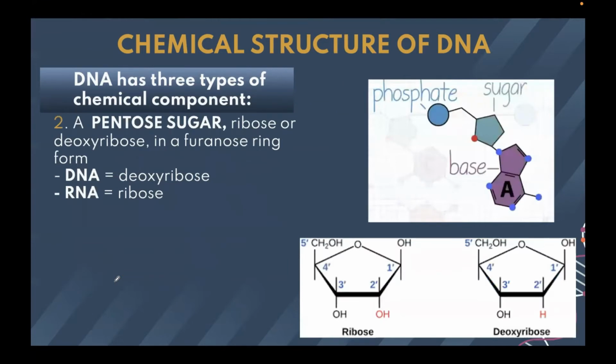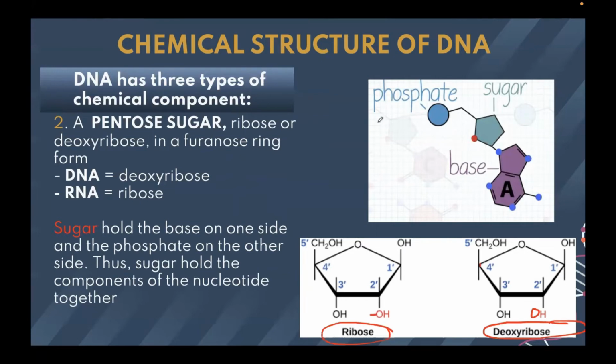Next component is your pentose sugar, ribose or deoxyribose in a furanose ring form. Pentose kasi 5 yung kanyang structure, o, di ba? 1, 2, 3, 4, 5. DNA contains slightly different sugar because it is a type of ribose. Yes, it is a type of ribose, but it lacks 1 oxygen atom. Pansinin po sa picture sa baba, ang comparison ng ribose and deoxyribose. Dito kulang ka ng isang oxygen atom. Kaya siya deoxyribose. Okay, yung ribose mo, kompleto, merong oxygen atom.